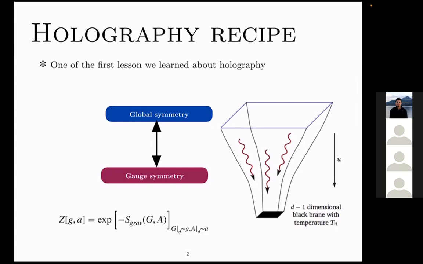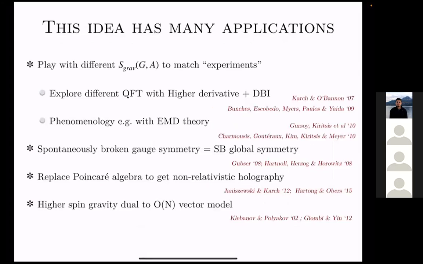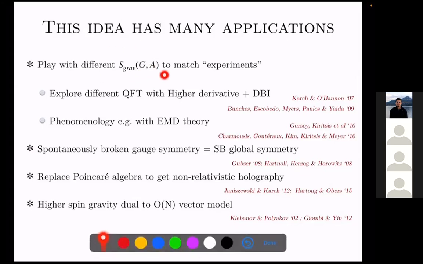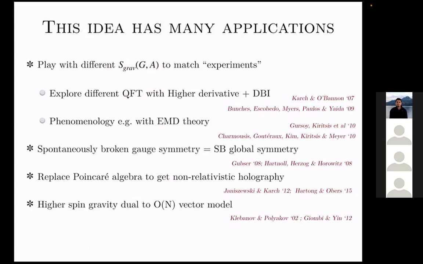So the point is that this idea is kind of correct, and you can try to do many things. Given that the global symmetry maps into the gauge symmetry, you can try to play with different gauge theories, maybe with higher derivative terms or some DBI type action. It still has the same global symmetry, and then you can try to do the matching with the experiment, quote unquote, or field theory results of a generalization of a QFT.